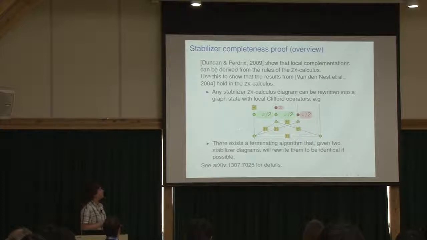So any stabilizer ZX calculus diagram can be rewritten into a graph state with local Clifford operators. So we have the graph state at the bottom here, and then we have arbitrary local operators, single qubit operators on each output. And given these graph states with local Clifford operators, there is an algorithm that allows us to decide whether two such diagrams are equal or not. If the diagrams are equal, it will rewrite them to be identical, which gives us the equality proof. And if they're not equal, it will stop at some point, in which case it's fairly easy to check whether they're identical or not. And if they're not, then we know that we don't need to worry about this any further. So this paper is up on the archive.